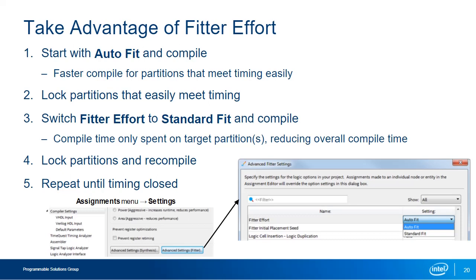Once these partitions meet timing, lock them down and change the fitter effort to standard fit. This will focus fitter effort on the target partitions, making the fitter run longer to see if it can select a fit that meets timing. Overall compile time should be reduced if much of the design met timing with the auto fit. Once more partitions meet timing, lock them down and continue the process until the entire design meets timing. This is a great way to easily close timing if no changes to RTL code are required.